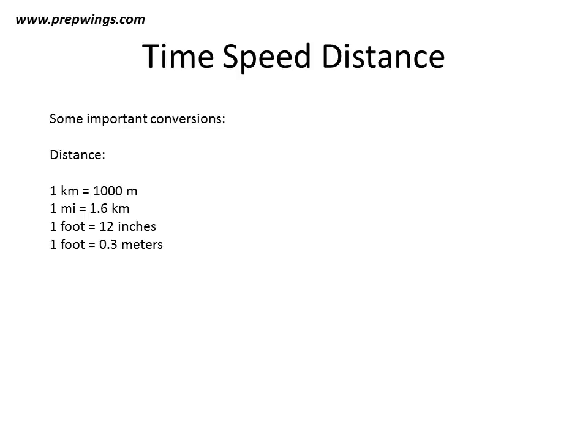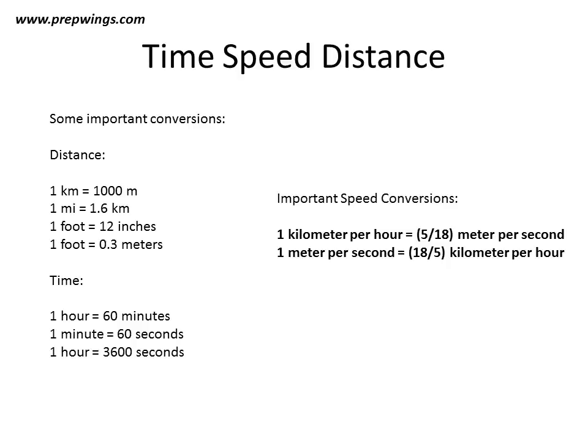Now few important conversions. 1 kilometer equal to 1000 meter, 1 mile is equal to 1.6 kilometer, 1 foot equal to 12 inches, and 1 foot is equal to 0.3 meters. For time, 1 hour equal to 60 minutes, 1 minute equal to 60 seconds, and 1 hour equal to 3600 seconds. Some important speed conversions. 1 kilometer per hour equal to 5 by 18 meter per second, and 1 meter per second equal to 18 by 5 kilometer per hour.